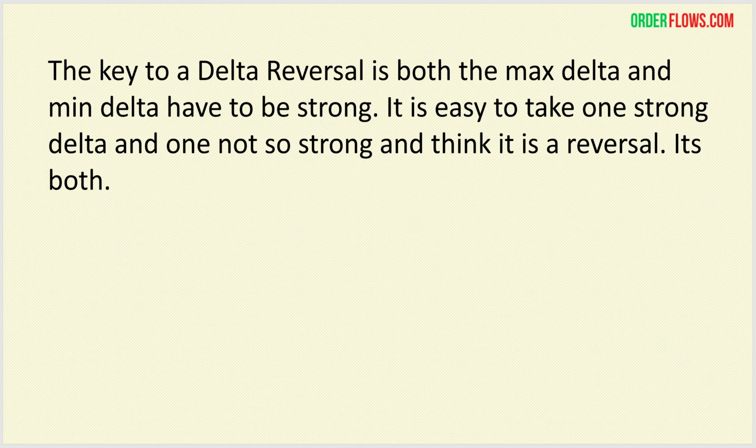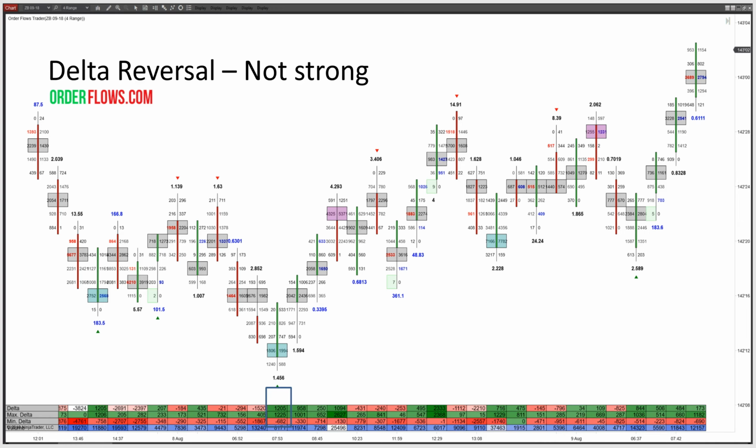Now, the key to a delta reversal is both the max delta and the min delta should be strong. It's easy to take one strong delta, either positive or negative, and one not so strong, and think it's a reversal. It really needs to be both. What do I mean by that? It's like this. Can you take this? Would you consider it?